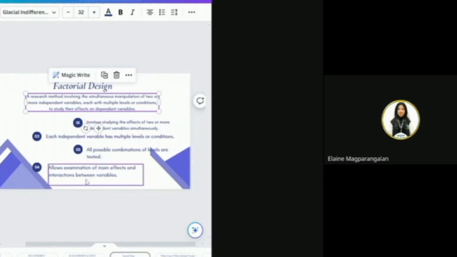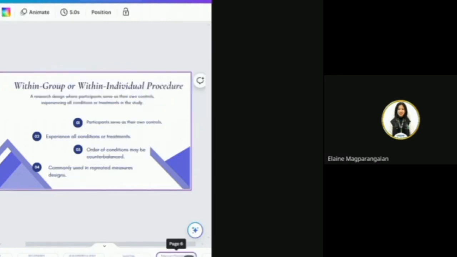Then the next one is that it allows examination of main effects and interactions between variables. Now let's move on to the next design, which is the within group or within individual procedure. Within group or within individual procedures are research designs where participants serve as their own controls, experiencing all conditions or treatments in the study.